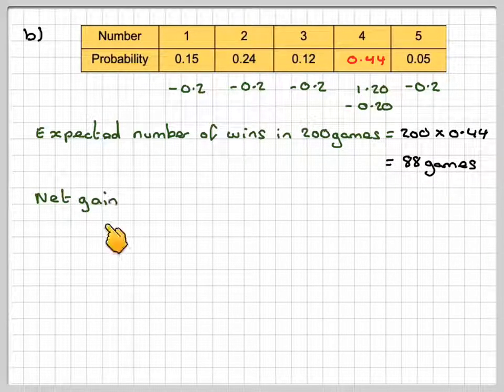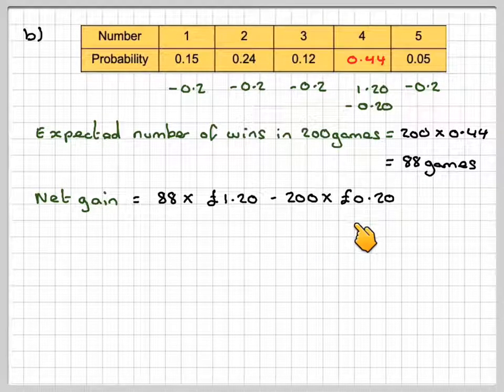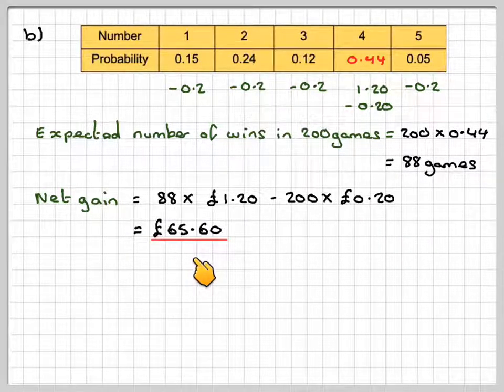So the net gain will be 88 times £1.20, but for the 200 times you will have to pay 20p. So you will lose 200 times 0.20. So the net gain will be £65.60. Okay, so this has been a video to work out probabilities from a table and to find the net gain if you play the game.